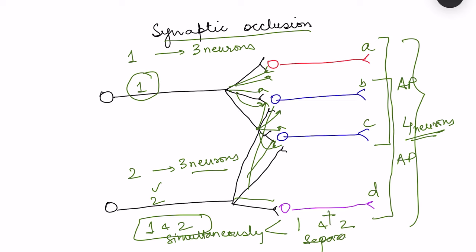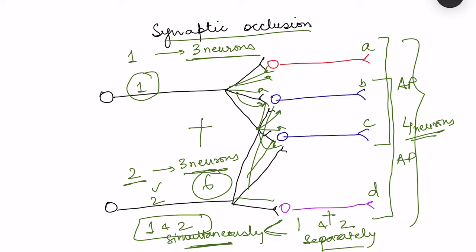And if we add them up, you see what we are saying: first neuron stimulation, action potential in 3 neurons. Second neuron stimulation, again action potential in 3 neurons. Mathematically, if we add them up, it should come to 6 neurons. But that is not happening. So when we stimulate them simultaneously, the effect is less than the sum of the effects of neurons 1 and 2 stimulated separately.